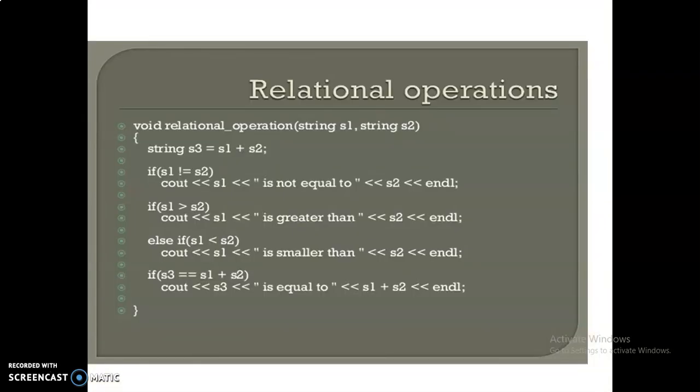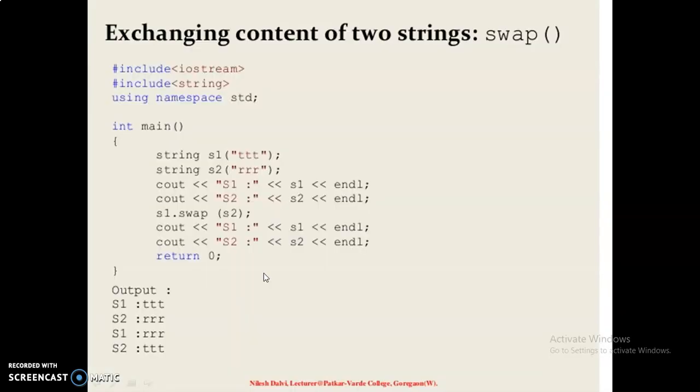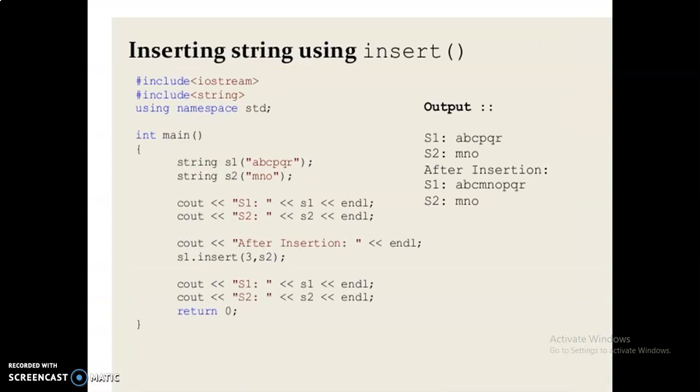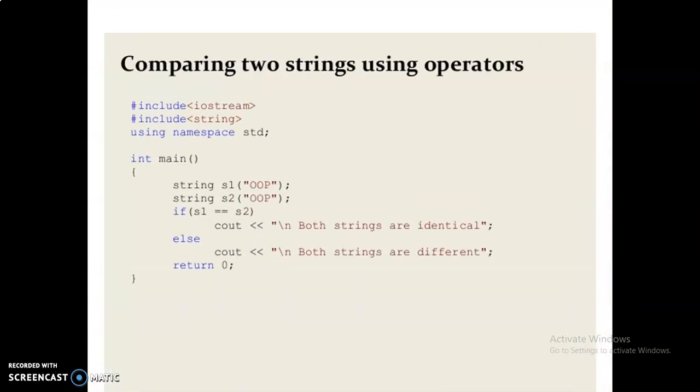These relational operators are used here for comparison: S1 not equal to S2, S1 greater than or equal to S2, where S1 and S2 are string objects. So the comparisons are taken here. So these are all the operations of the string manipulation functions in C++.